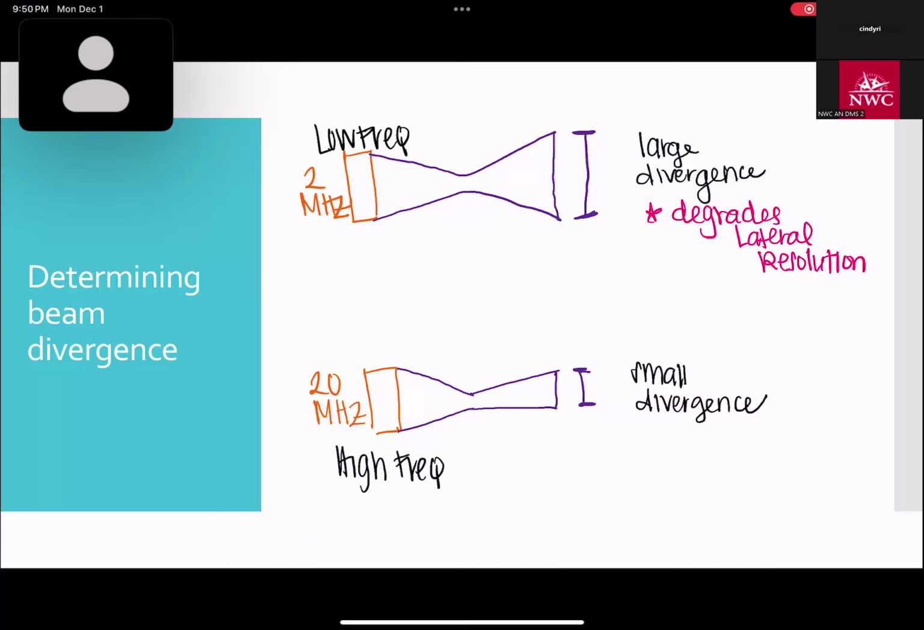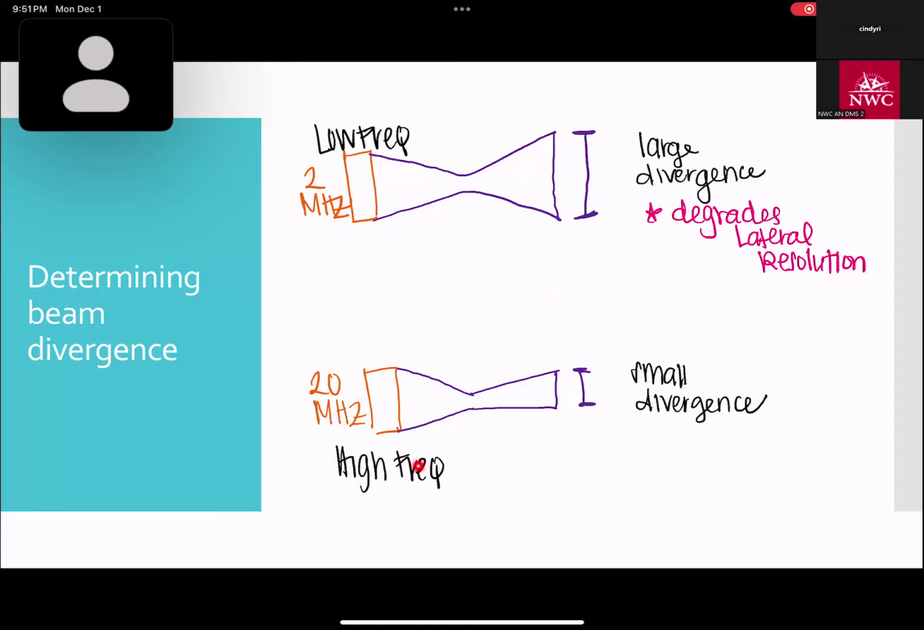So in the top example, we have a 2 megahertz transducer, which is described as a low frequency transducer. And this low frequency transducer will have a large divergence. Again, anytime the sound wave is spreading or widening, it is degrading lateral resolution, because lateral resolution loves or increases with narrow beams. So when it's widening, it's actually degrading lateral resolution.